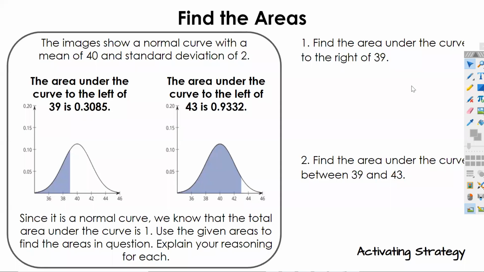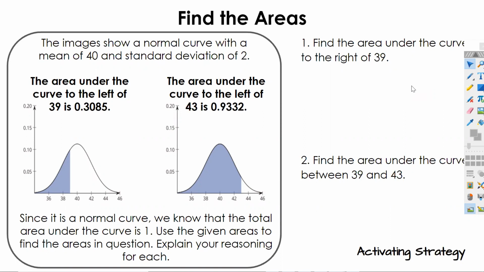So the images show a normal curve with a mean of 40 and a standard deviation of 2. The area under the curve to the left of 39 is 0.3085. The area under the curve to the left of 43 is 0.9332. Since it is a normal curve, we know that the total area of the curve is 1. Use the given areas to find the area in question. Explain the reasoning for each.